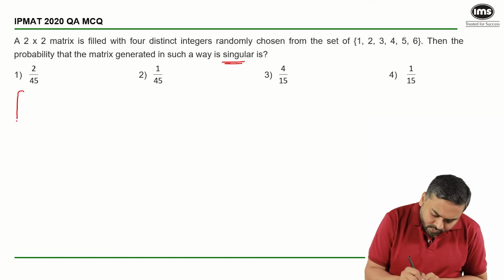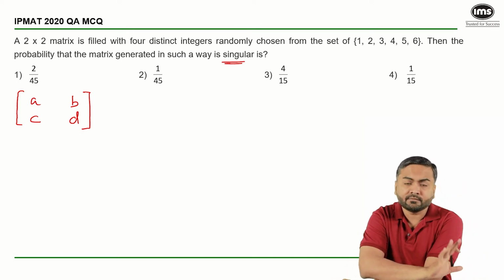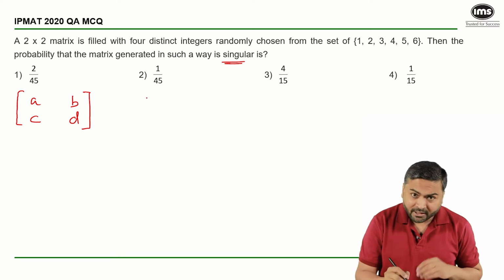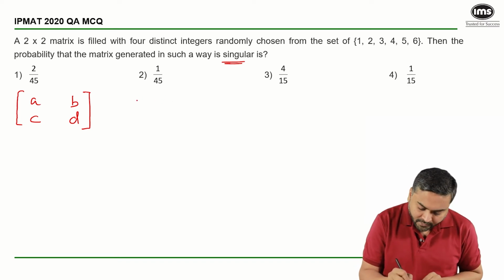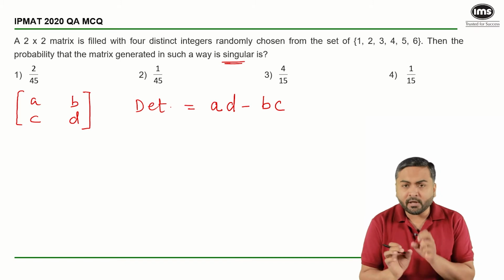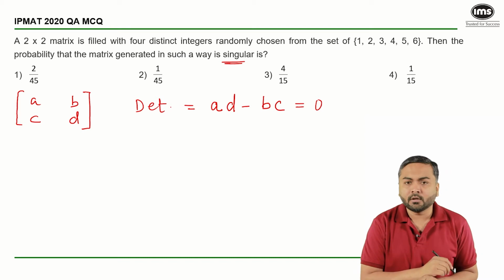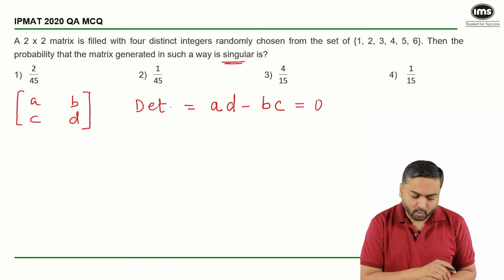So let the matrix be A, B, C, D. And all these 4 integers need to be distinct, right? What is the determinant of this? The determinant will be AD minus BC. So the product of two numbers should be equal to the product of other two numbers, only then you can say the determinant is equal to 0, right?